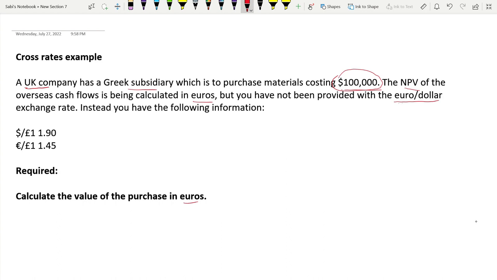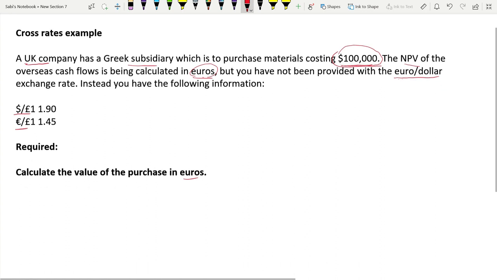Because you have been given the price in dollar, but you need to convert it into euros because euro is your country. But the rates that you have given is dollar and pounds, euro and pounds. But you want euro and dollar. You understanding? How do you do this now? Calculate the value of the purchase in euros. So they have already told you the currency. When you are doing like this, you have to break this down into two stages. In two stages, you have to calculate this.